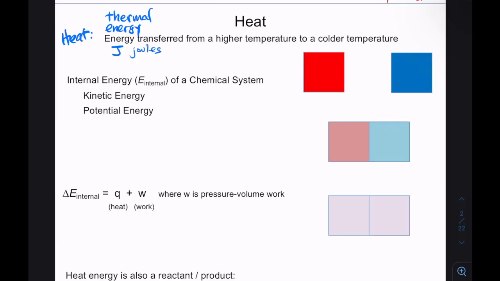When you have something that's hot, here's the red square, and something that's cold, there's the blue square. So here, let's say this one's cold, and this one's hot. There's energy that's transferred between the two. If I push them together and put them next to each other, you'll find that the energy is transferred from the material that's hotter to the material that's colder. This is a transfer of thermal energy.